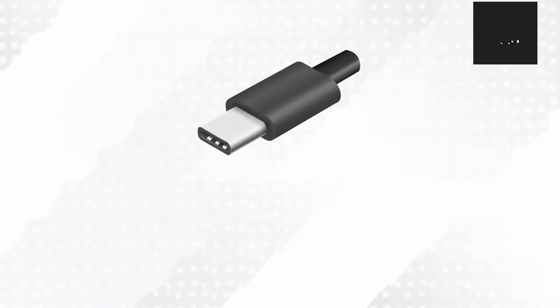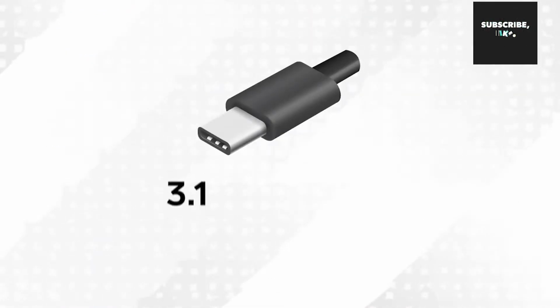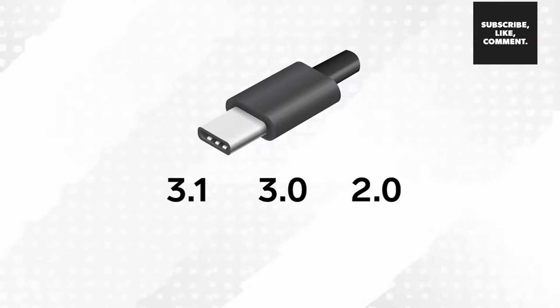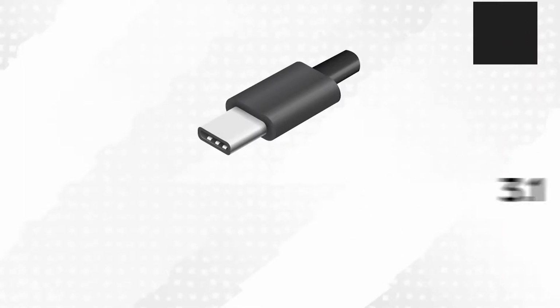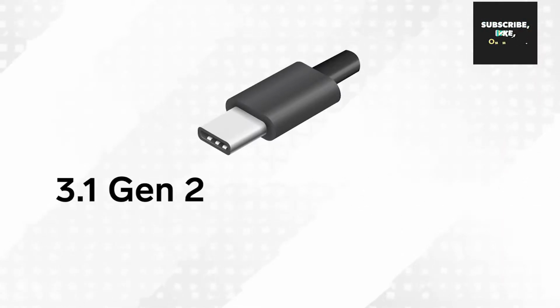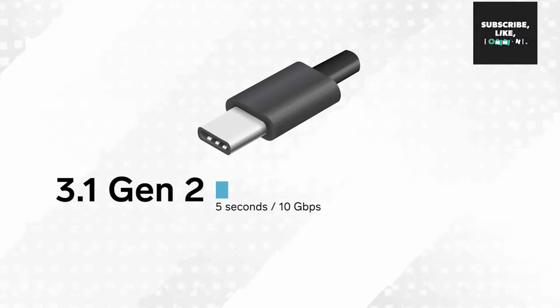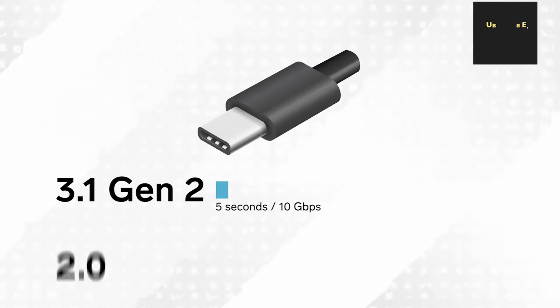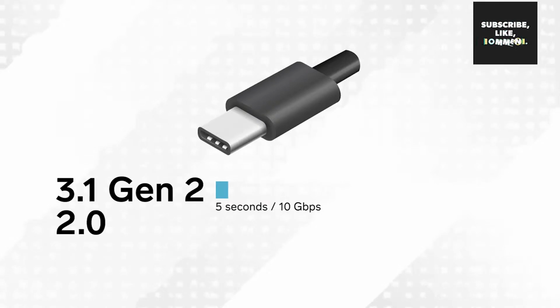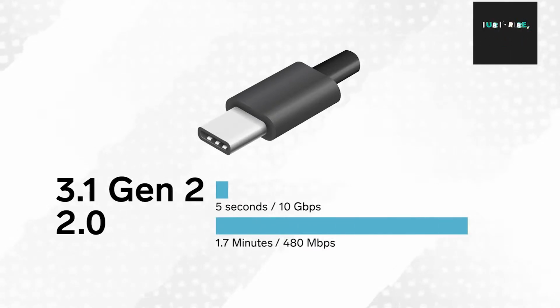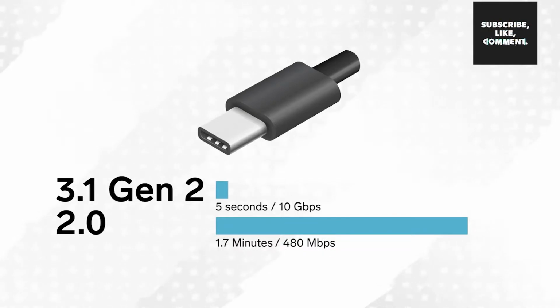A USB-C cable can be limited to either USB 3.1, 3.0, or 2.0 speeds. Some USB-C cables are USB 3.1 Gen 2 cables. This means they could transfer an HD movie in about 5 seconds, around 10 gigabits per second. But you can also have a USB-C cable that is as slow as the ancient USB 2.0 spec. Transferring that same HD movie would take almost 2 minutes at a speed of 480 megabits per second.